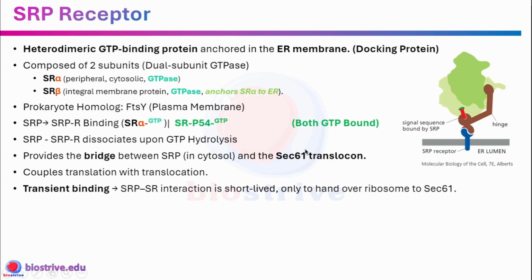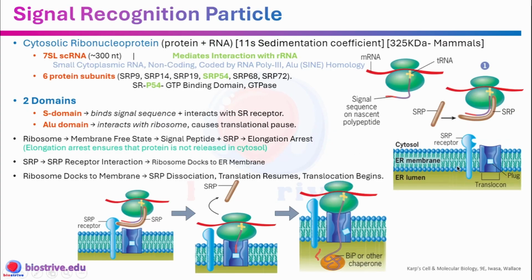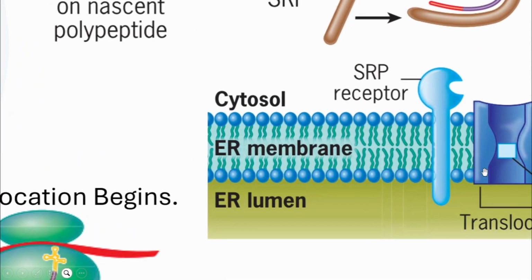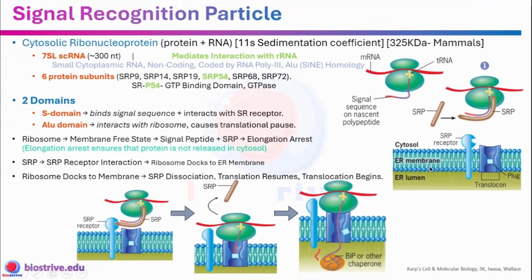Let's talk about the SRP receptor. The SRP receptor, you can see, is present in this endoplasmic reticulum membrane. This receptor is a heterodimer, meaning it consists of two subunits and both the subunits are different. One subunit is embedded in the membrane, as you can see, and the other subunit is lying in the cytosolic phase. The cytosolic subunit is termed alpha, and this embedded or membrane helical subunit is termed beta subunit. Both the subunits have GTPase activity and GTP binding capability.